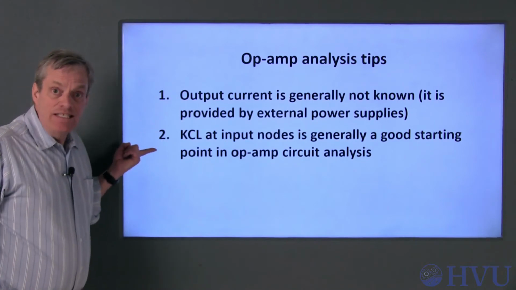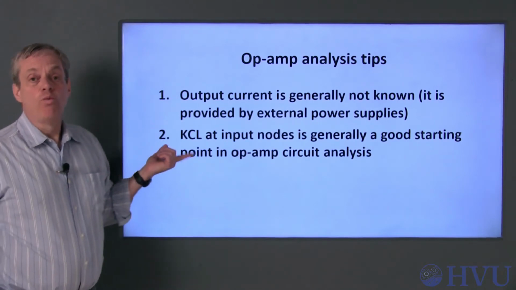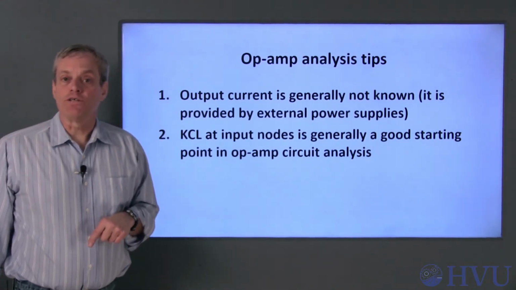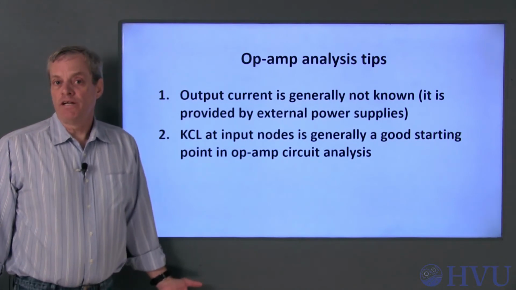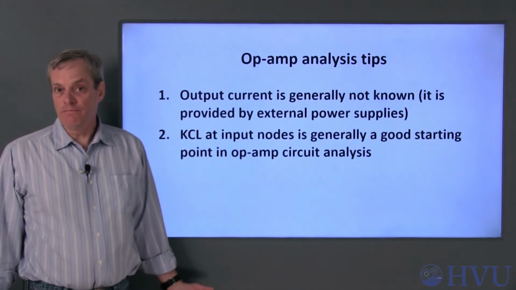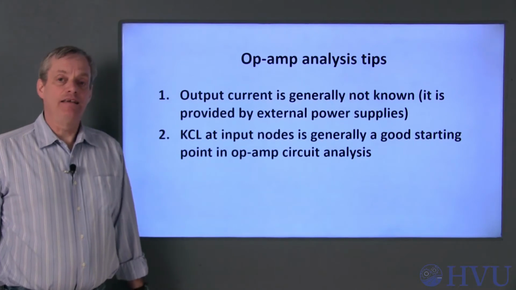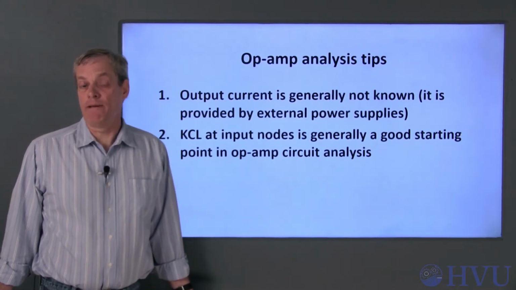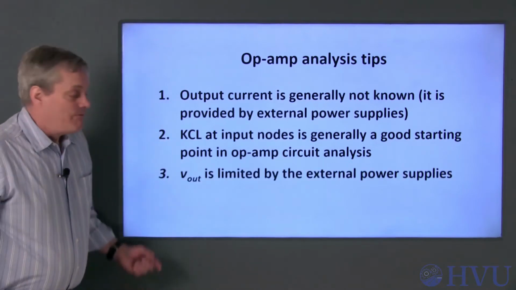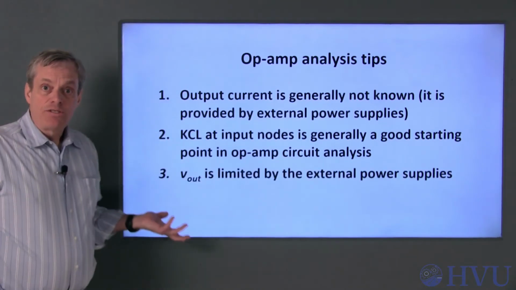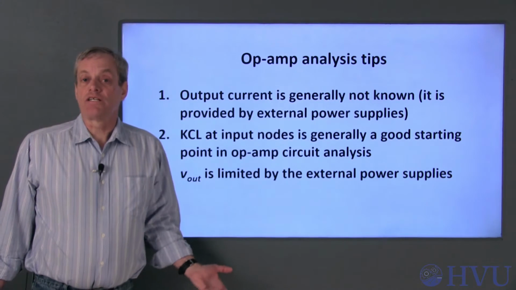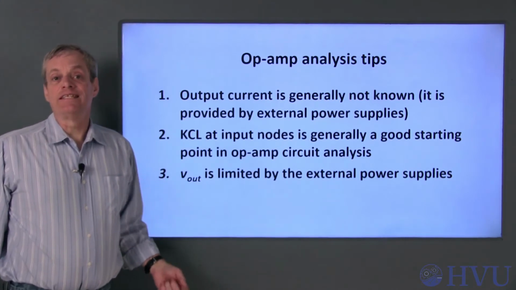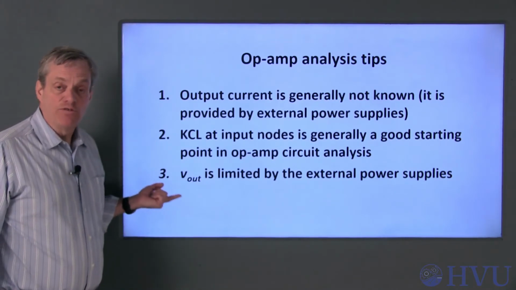Since the current into the input terminals is zero, we do know something about the input currents. That makes it usually productive to apply KCL at the input terminals. KCL at the input terminals will generally be my starting point for an analysis of an op-amp circuit. Finally, if the supply voltages are specified, you should always check to make sure that the output voltage is inside the range specified by those voltages.